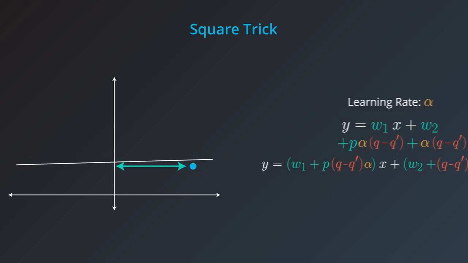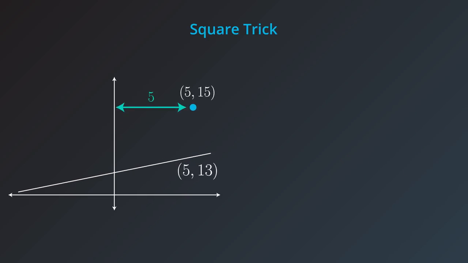And again, let's clarify this with an example. In this example over here, we have the point (5, 15). And notice that this distance is going to be 2, because the line goes through the point (5, 13), as 2 times 5 plus 3 is 13.